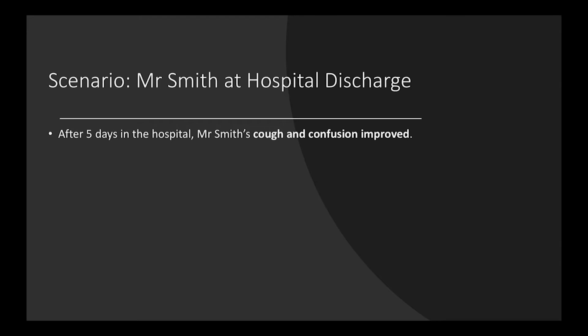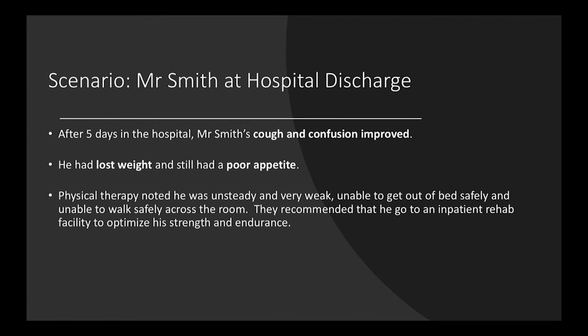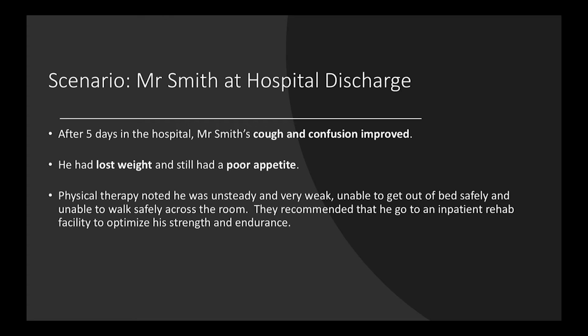In Mr. Smith's case, he stayed in the hospital for 5 days, and his cough and confusion improved, but did not completely resolve by the time of hospital discharge. He was eating, but had a poor appetite, and he lost some weight. He was evaluated by therapists who recommended an inpatient rehab facility to optimize his strength and endurance. Mr. Smith preferred to go straight home, and his family felt confused about whether he should go home or to a rehab facility. He had never had to go to rehab in the past.